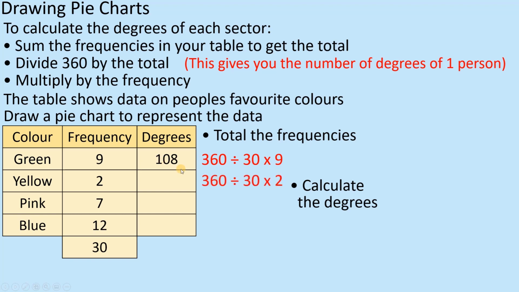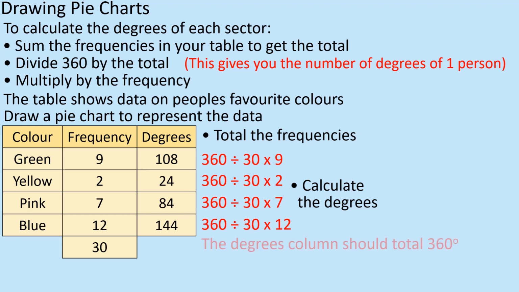I'm going to do 360 divided by 30 times 2 for yellow, so that's going to be 24. And I'm going to do 360 divided by 30, and then times it by 7. That's going to give me 84. And then finally, 360 divided by 30 times 12 is going to be 144. So these 4 here are the angles of my circle.